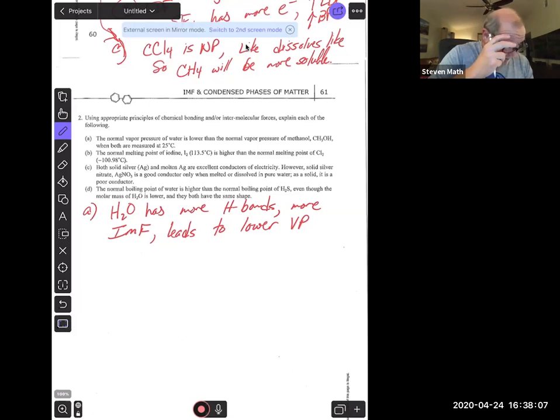In B, they want to talk about I2 versus Cl2. This is very similar to another problem I feel like we did back in 1, where indeed the I2 has more electrons.